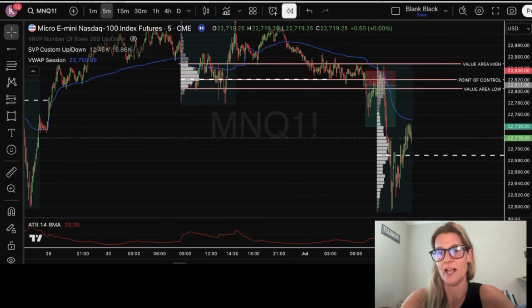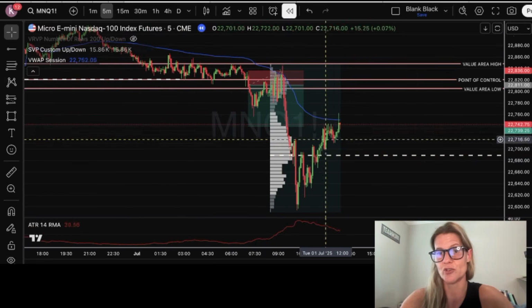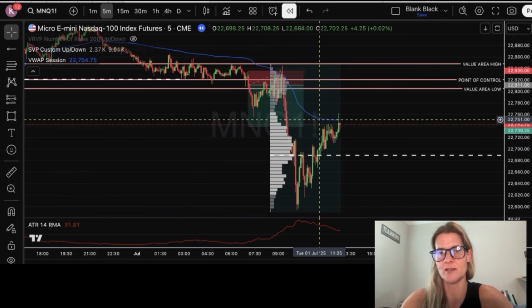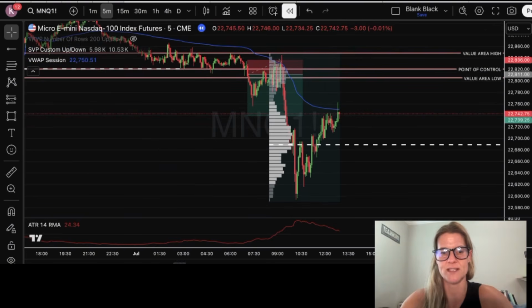Now we have a new session. So again, here's the point of control. So we're above point of control, potentially could look for longs, but we are below VWAP. So let's see if buyers or sellers take control here. Let me play it forward.